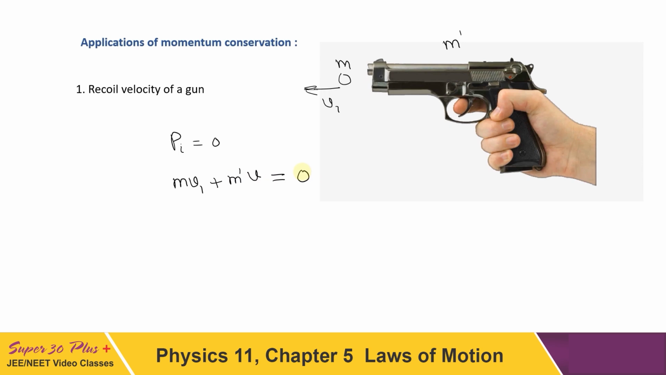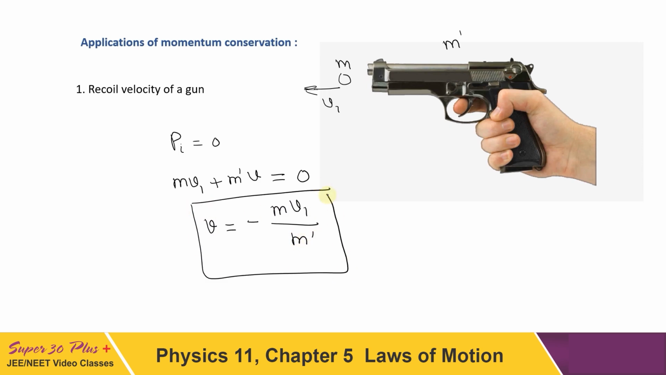So if the bullet is applying a force on the gun, the gun will apply a force on the bullet. So we can write m v1 plus m' v = 0, which is our momentum conservation. From here we can see that v will be equal to minus m v1 upon m'. This is called recoil velocity. As you can see a minus sign here, so the gun will recoil in the opposite direction. Now you can show the direction here and this is the magnitude. So this is the recoil velocity of a gun.